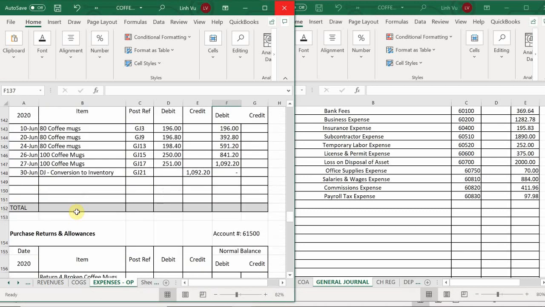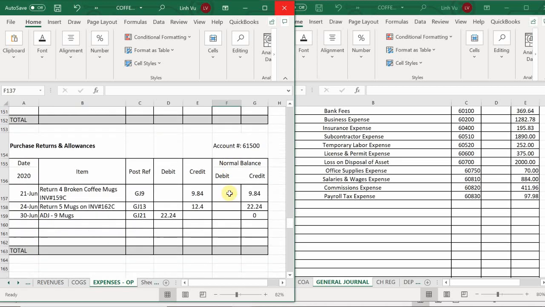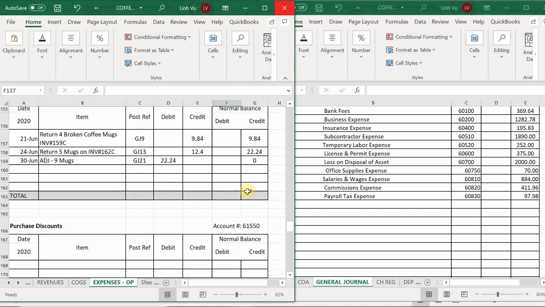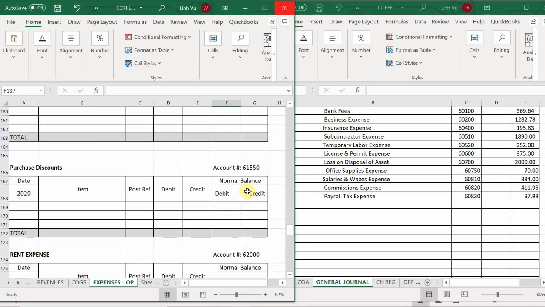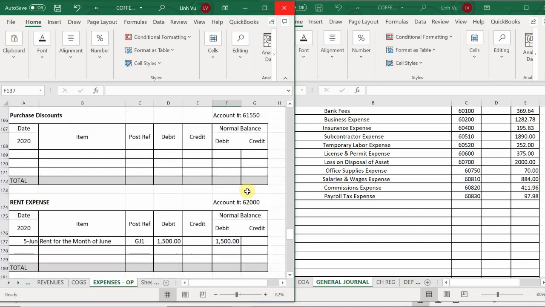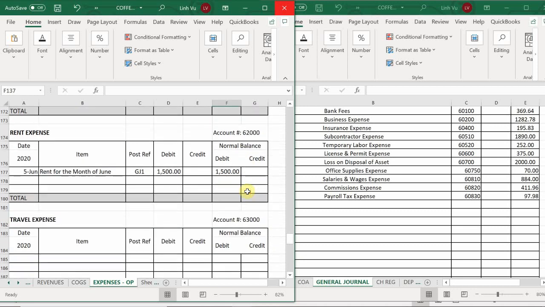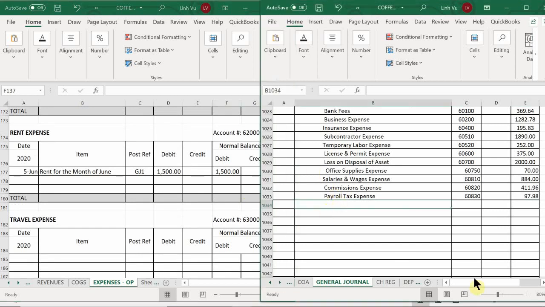Purchase expense is already zeroed out, so no need to close that account out. Purchase returns and allowance, once again, is also the same situation. No need to zero that out. We didn't have any purchase discounts. Nor did we, we did have rent expense. Okay. So there's something we can put here, rent expense.